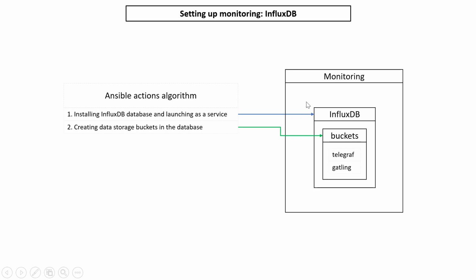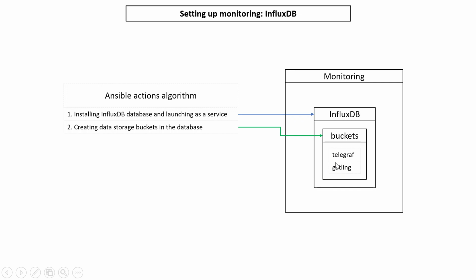The Ansible playbook should install InfluxDB on a machine with the monitoring role, run this database as a service, and create special entities for storing data called buckets. Buckets should be named like Telegraf and Gatling.